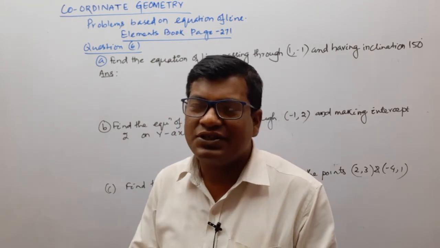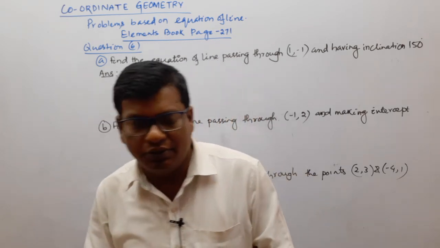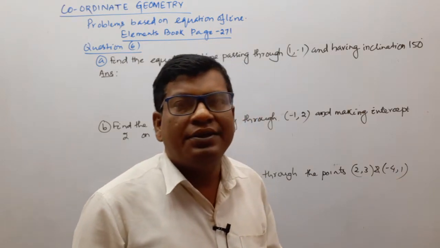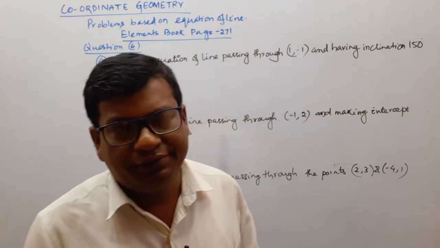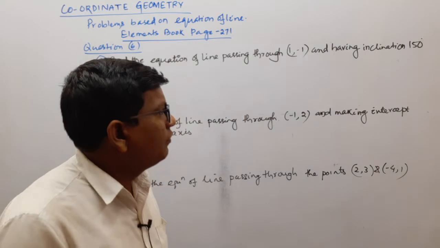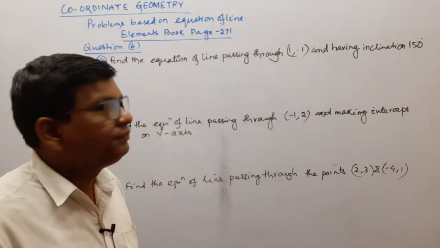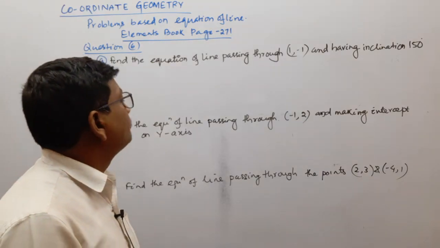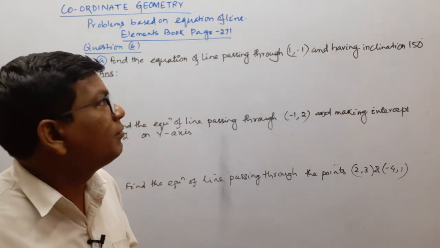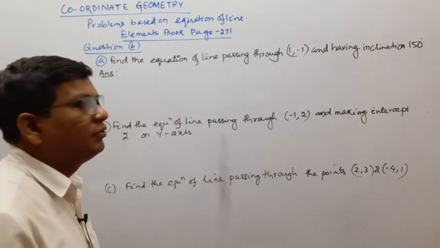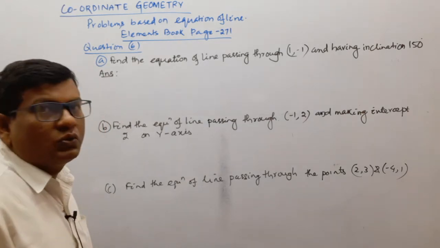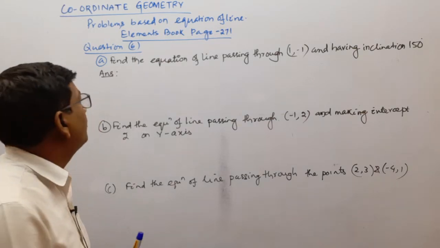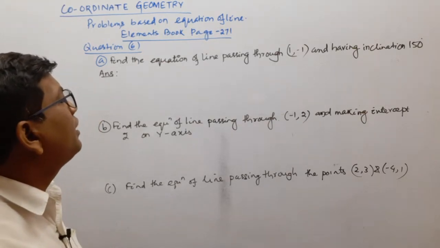In last class we discussed the fundamentals, that is, various forms of the equation of a line. Today we are going to discuss problems based on the equation of a straight line from the textbook, page number 271 and question number 6. Now find the equation of the line.